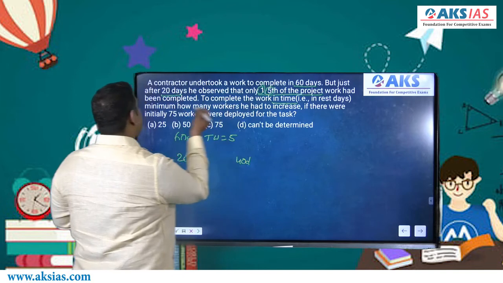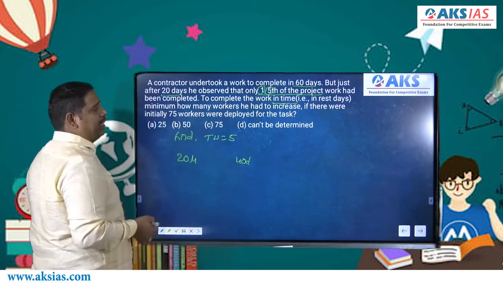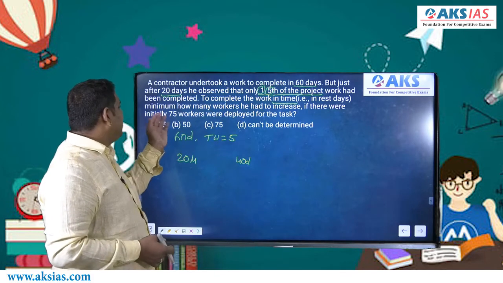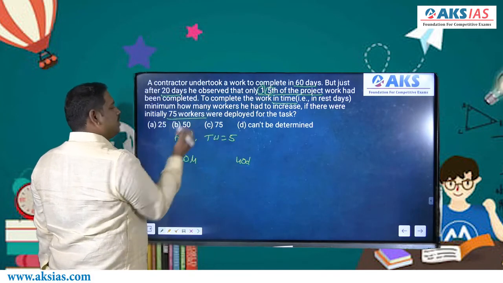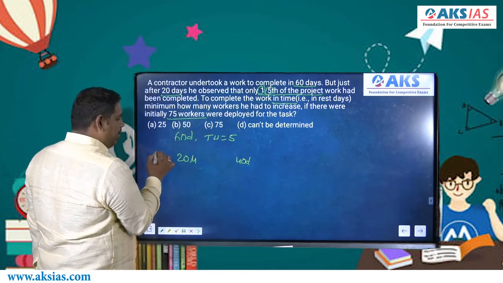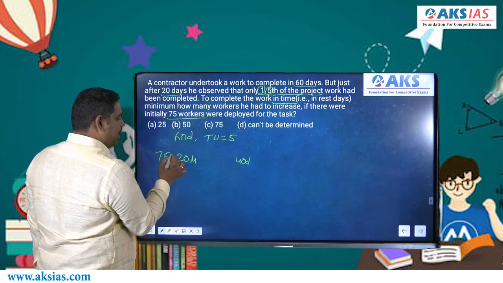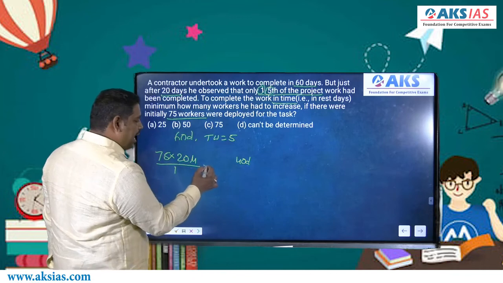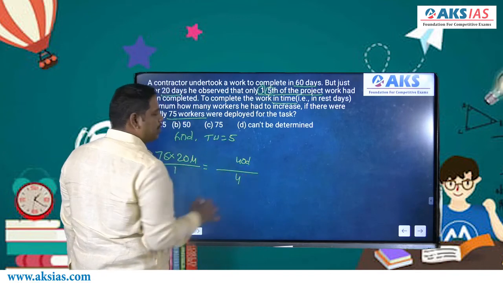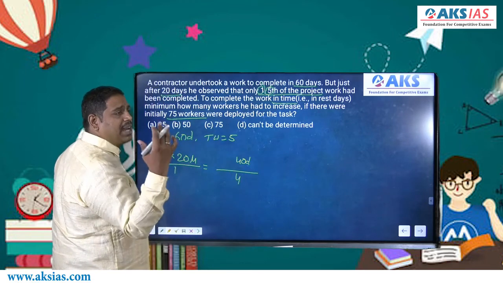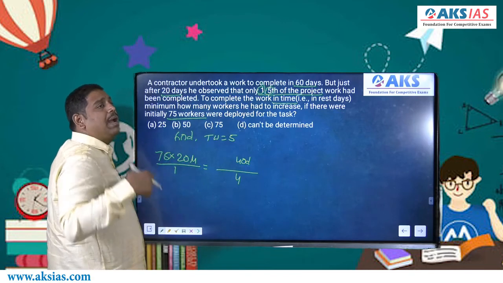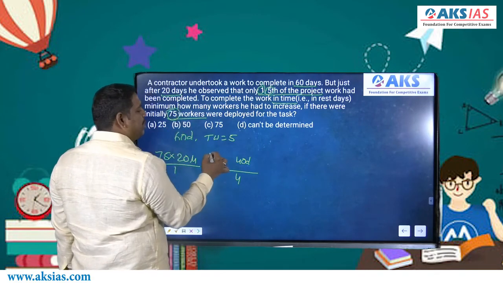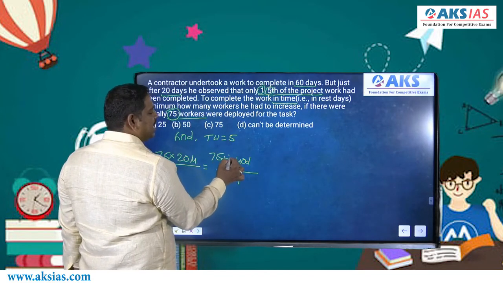Minimum how many workers had to be increased? If there were initially 75 workers, here how many workers are there? 75 workers. M1 D1 by W1, 1 unit of work is completed here. Now they have to complete 4 units of the work. He is not asking how many men have to work. He is asking how many men should be employed. That means already you have 75 men, so that 75 should be increased to 75 plus X.